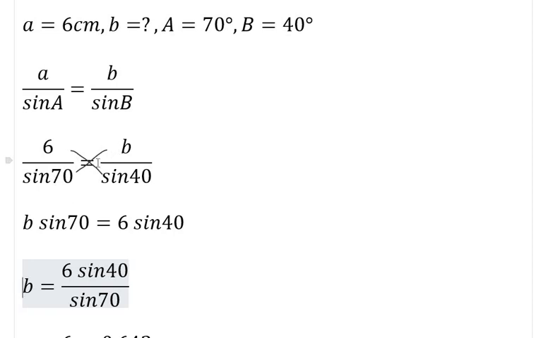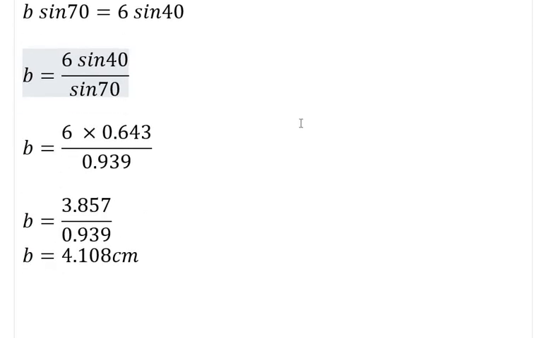Cross multiplying, what is here we multiply with what is there. So b sine 70, and then 6 multiplied by sine 40. Making b the subject of this relation, b will stand alone: you divide both sides by sine 70, so that sine 70 can cancel out. We now have b equals 6 sine 40 over sine 70. With this, we can get the value of b.